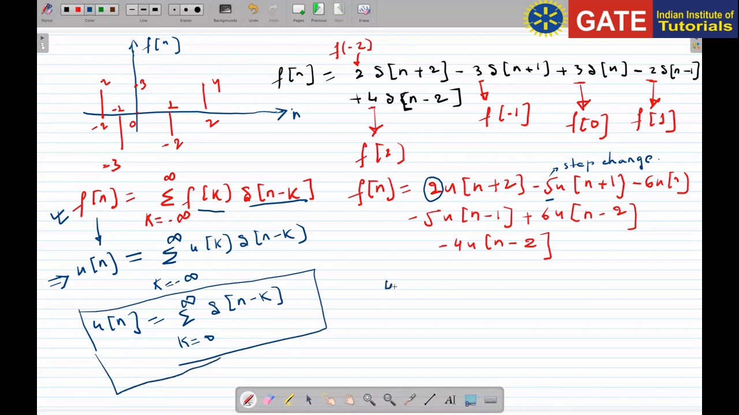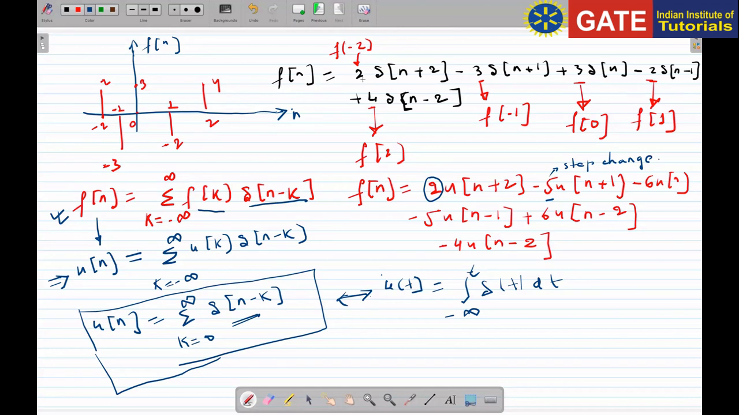The relationship is like in the continuous time domain, where we had u of t equals the integral of del of t dt from minus infinity to t, correct? Similarly, by analogy in the discrete time case, we have u of n equals the summation of k from 0 to infinity of del of n minus k. How is it derived? I showed you with a signal f of n, and demonstrated the signal's values and illustrated with this.